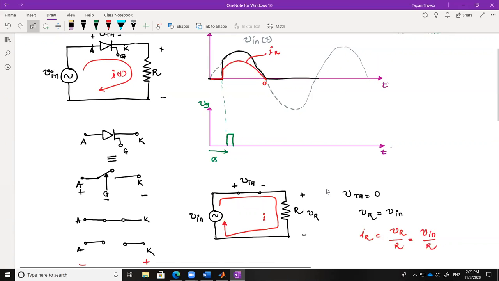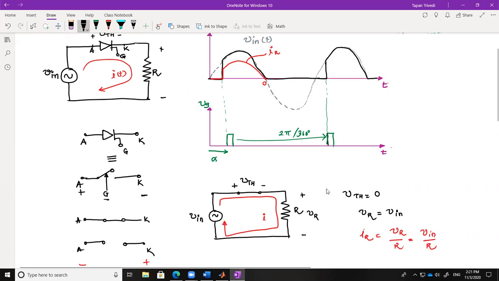Now once again, this signal is applied exactly after 2 pi. The control signal is applied exactly after 2 pi, that is 360 degrees. So unless the signal is applied, I am not getting anything. The moment you apply the signal, the switch once again closes and you get the output voltage.